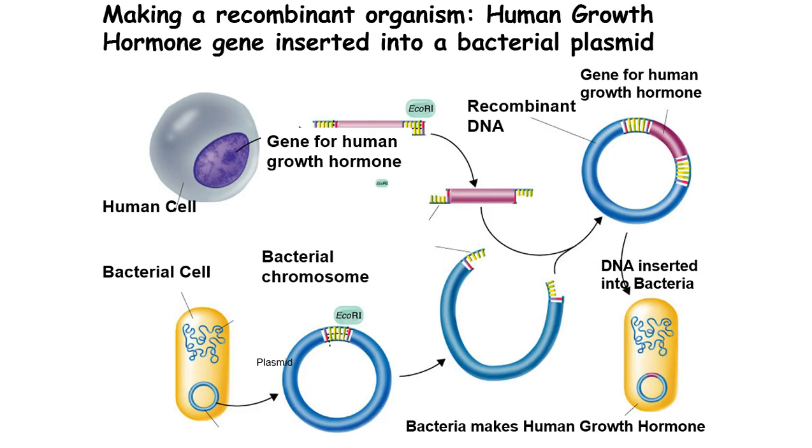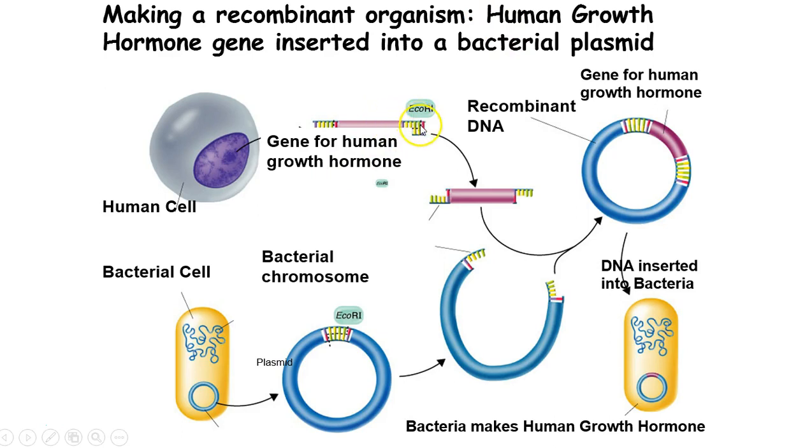So we have our bacterial cell on the bottom, and we remove the plasmid from that cell. We're going to use EcoR1 to cut the plasmid so that we can create an opening, and we are going to use EcoR1 on the human gene as well. In this case, we are cutting out the gene for human growth hormone, which certain people sometimes lack and thus prevents them from growing properly.